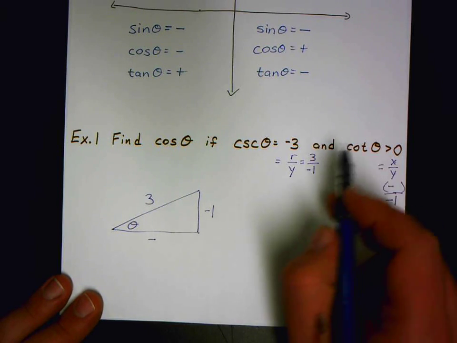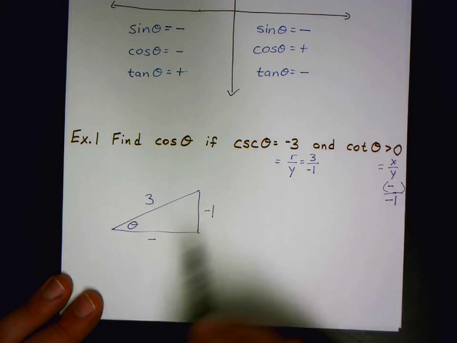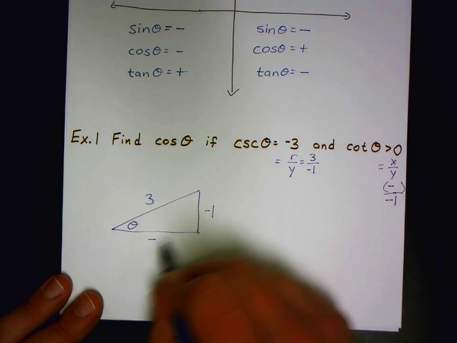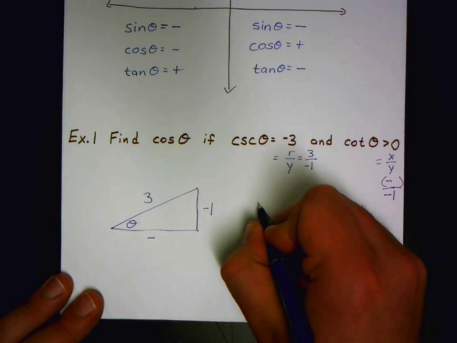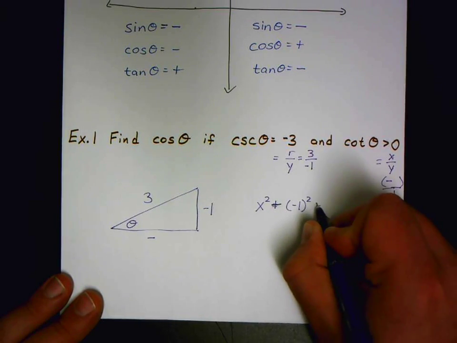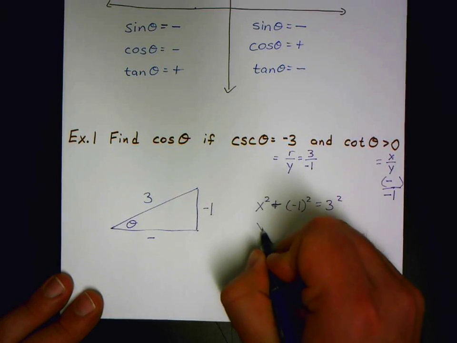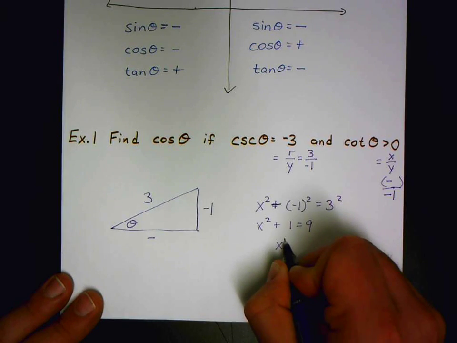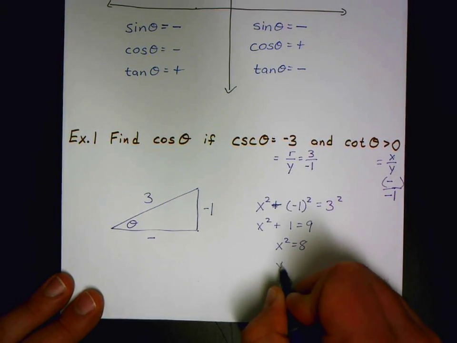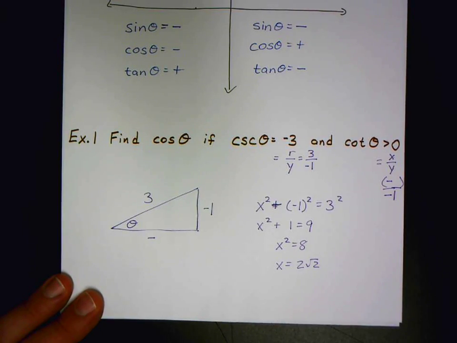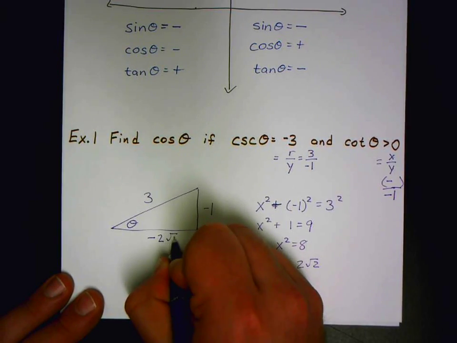So we have to do a lot of kind of thinking through our problem before we even find out all our numbers. So now I can put this into the Pythagorean theorem. x squared plus -1 squared has to equal 3 squared. So x squared plus 1 equals 9. So x squared equals 8. So x is going to equal 2 radical 2. But I know that that has to be a negative.